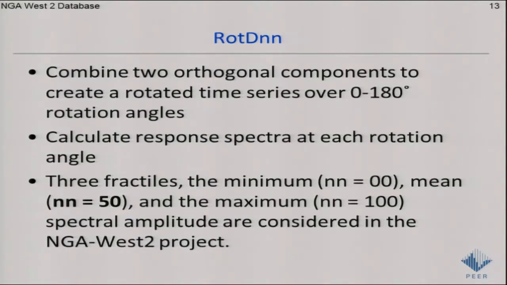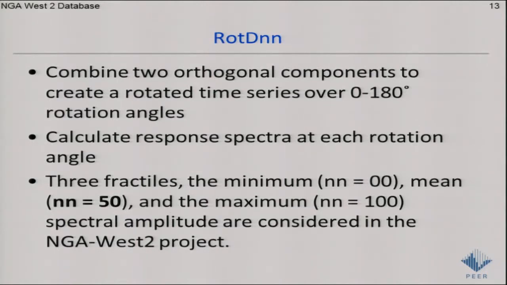For a quick discussion on ROT-DNN, I just want to overview how this is calculated. So what you do is you combine the two orthogonal ground motions to create a single ground motion along a certain azimuth, and you create that over different azimuth ranges. The non-redundant angles are 0 to 180 degrees in terms of rotation angles from the as-recorded. You calculate the response spectra from that time series, and then you record it over all rotated angles.